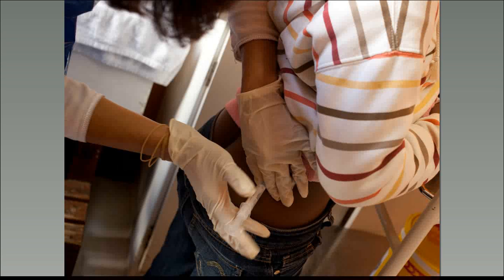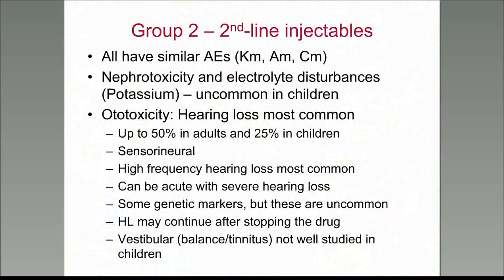So now moving on to group 2, the second-line injectable drugs. And these are probably the most toxic and most poorly tolerated of all the MDR-TB drugs. All of them have similar adverse effects, kanamycin, amikacin, and capreomycin, essentially. They are known to cause nephrotoxicity and electrolyte disturbances, hypokalemia being most common, but hypomagnesemia also being possible, particularly with capreomycin. But in our experience and in the literature, these are actually uncommon in children. They're much more common in adults, and we've very rarely seen these, although you can't ignore them and you should look for them.